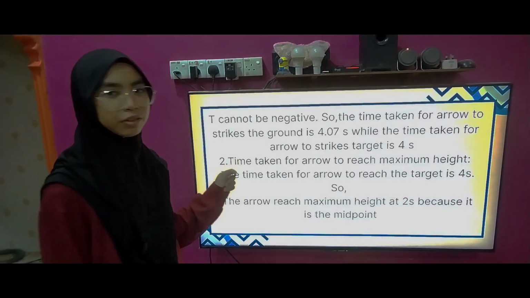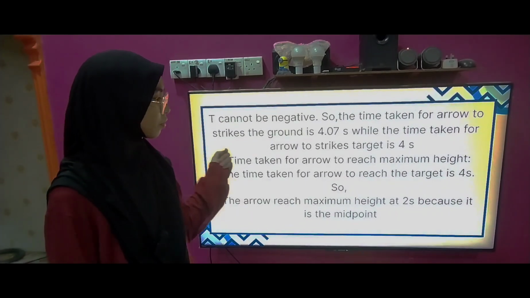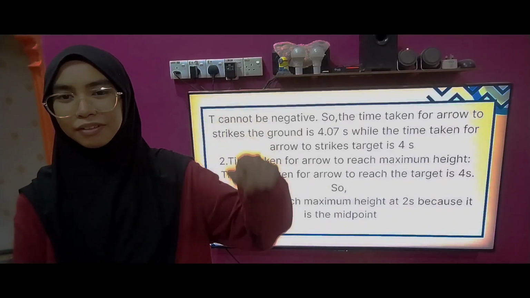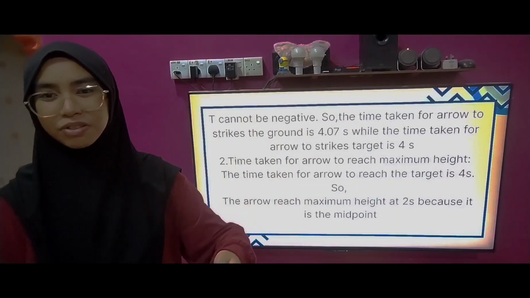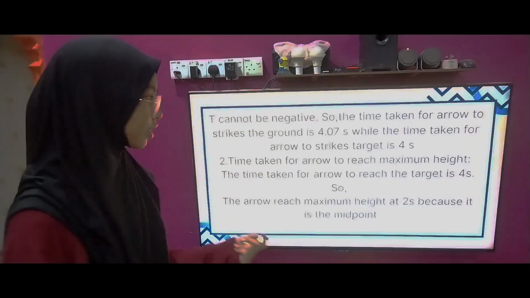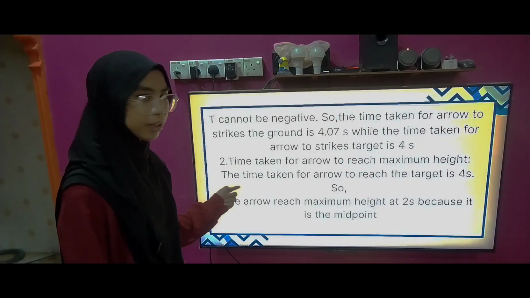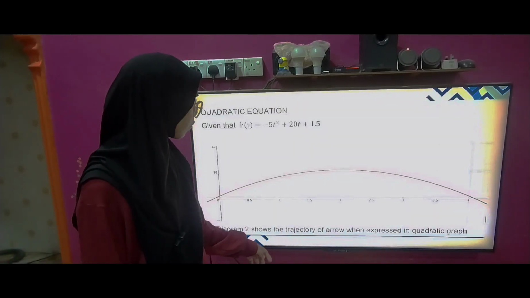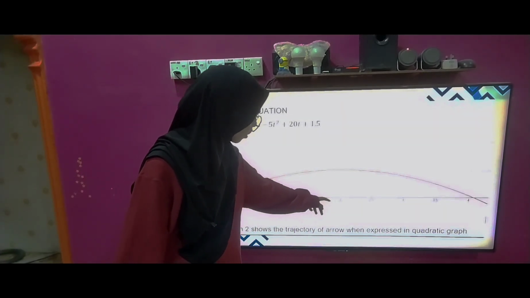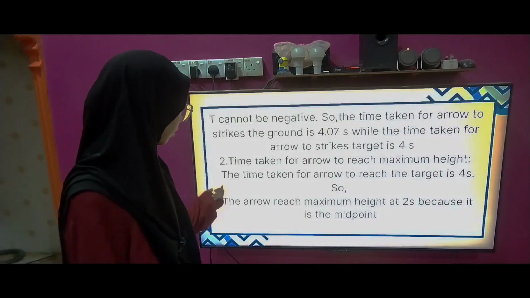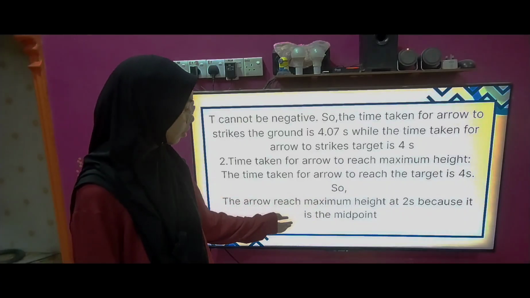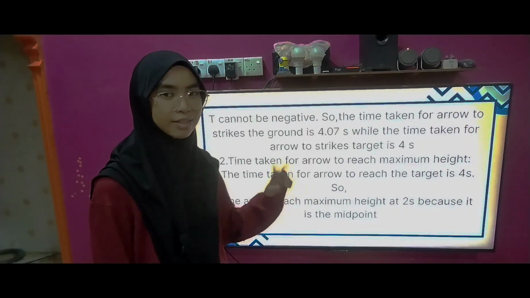So now we'll get to point number 2, the time taken for the arrow to reach the maximum height. We can find the maximum height by finding the axis of symmetry first, because that's the highest point the arrow can reach. If we look at the graph earlier, the axis of symmetry lies between here. So the arrow reached the maximum height at 2 seconds, as I showed in the graph earlier, because that's the midpoint.